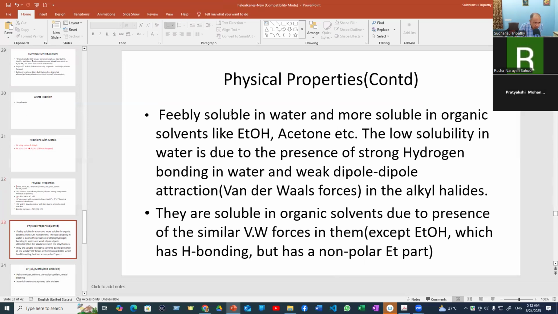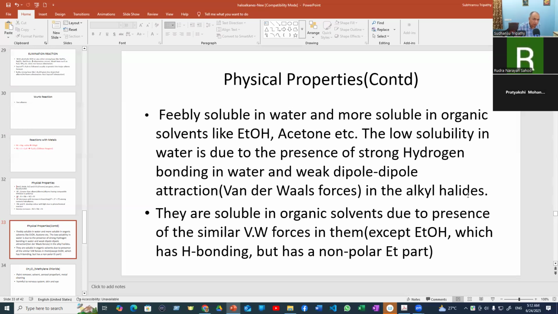They are feebly soluble in water, more soluble in organic solvents like ethanol, acetone. The low solubility in water is due to the presence of strong hydrogen bonding in water, while there is weak dipole-dipole attraction in alkyl halides. They do not match.